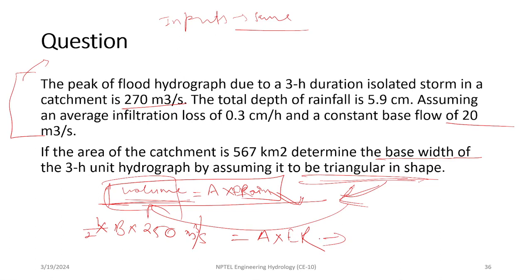So effective rainfall will be how much? They want us to compute for effective rainfall of 1 centimeter, right? Because it is a 3-hour unit hydrograph, they want the base width for this. So effective rainfall will be 1 centimeter, and area 567 kilometer square. Convert it into meter square: 567 into 10 to the power of 6 meter square into ER. ER is 1 centimeter. Now convert this: 1 centimeter will be 0.01 meters.